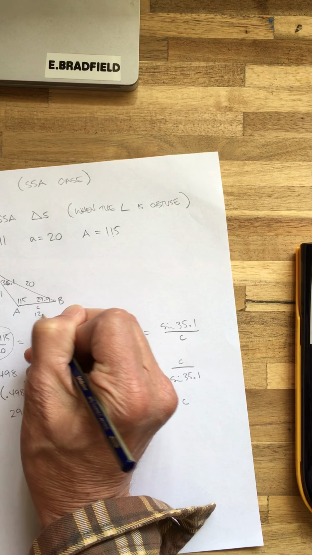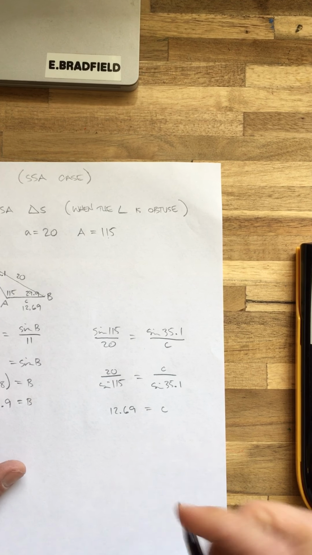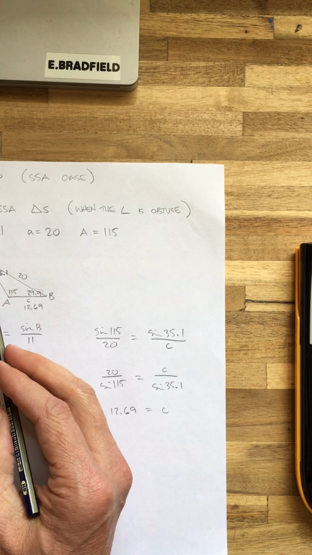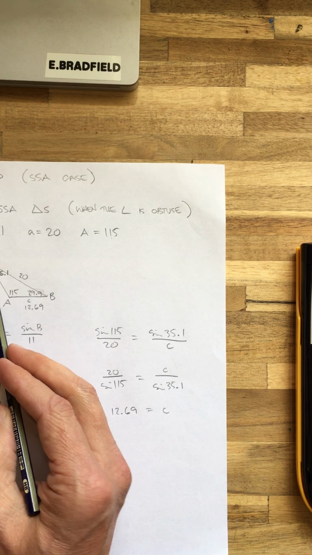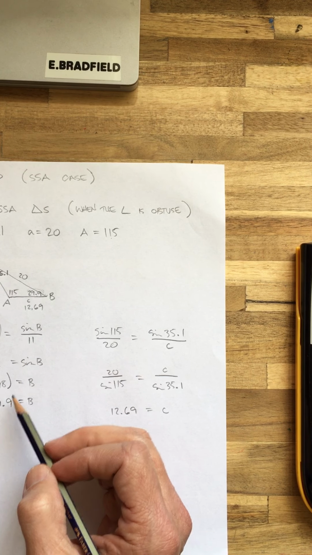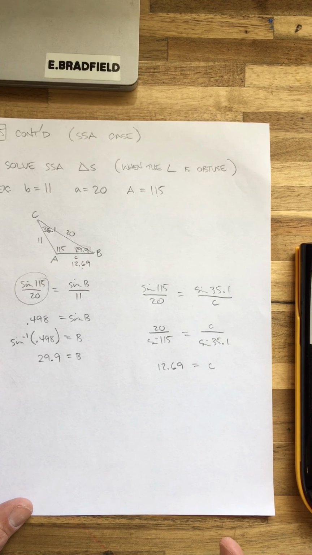Okay, so 12.69. And I'm just going to check, where's my smallest angle? Right here. That's my smallest angle. It's across from my smallest side. Where's my biggest angle? Right there, it's across from my biggest side. Where's my middle angle? 35 across from 12. So it looks like I did it right, okay?